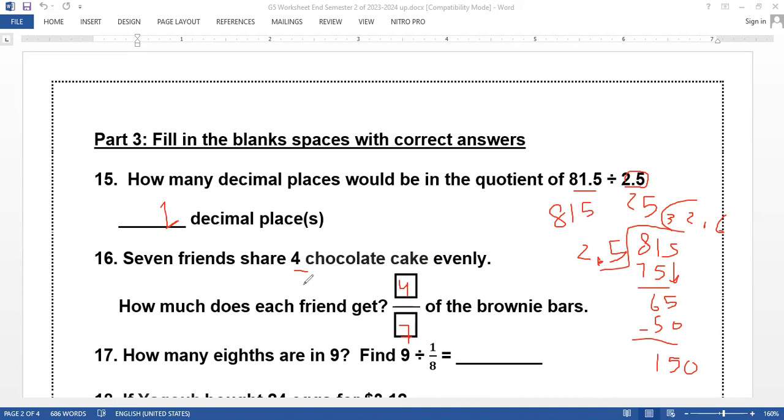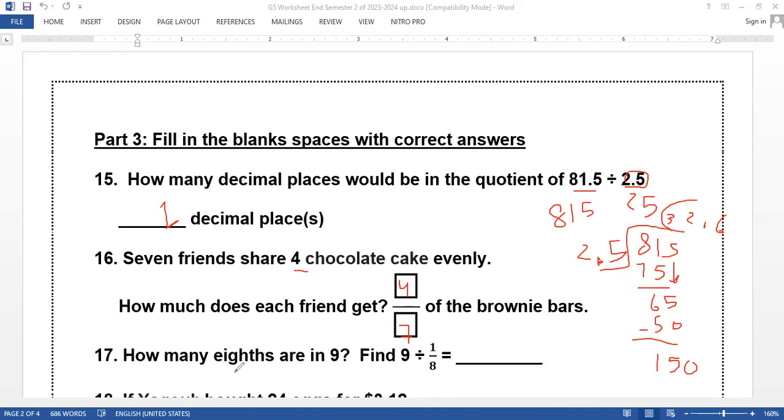Or you can understand it like this. 7 friends share 4 chocolates. So we cut each chocolate into 7 parts. Then each friend can take 1 part. Because we have 4 chocolates, everyone will take 4 out of 7, because from each chocolate, he will take 1 over 7. Or directly, we can put it like this, 4 over 7, because we share 4 among 7 friends.